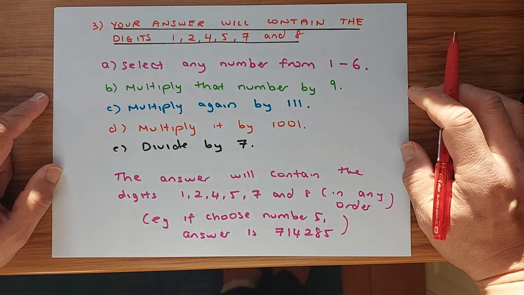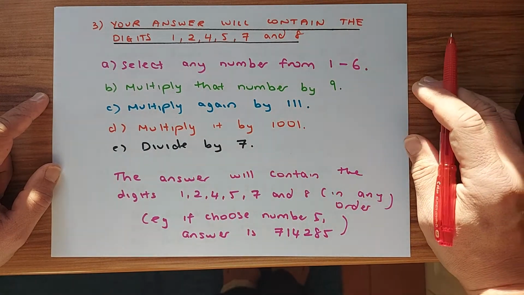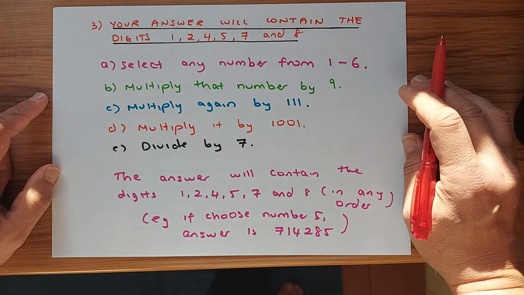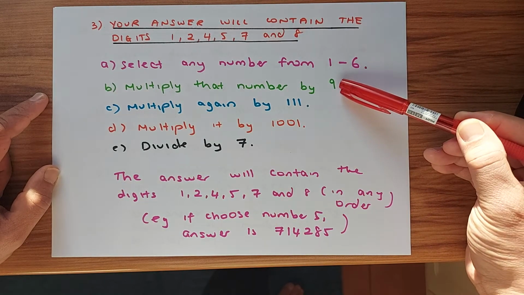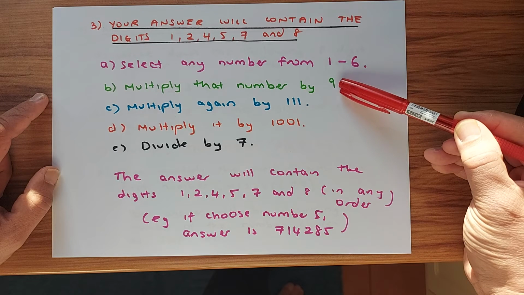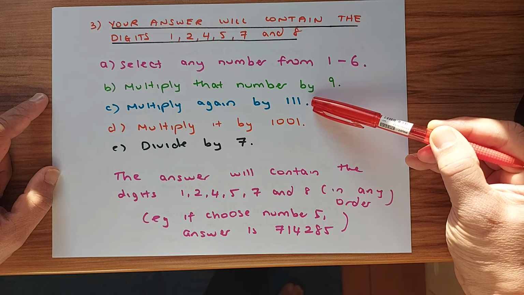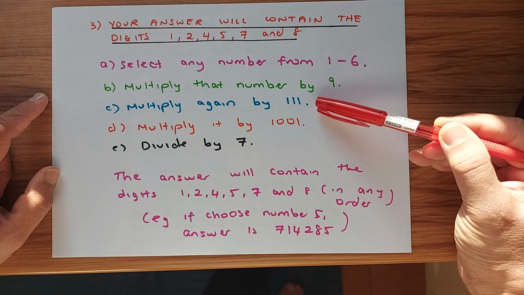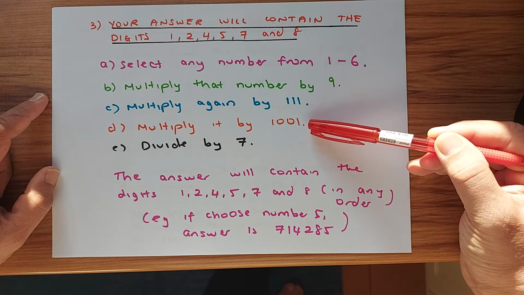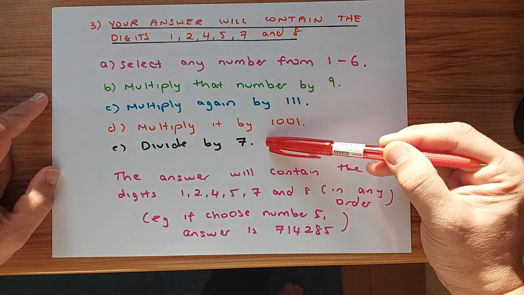Let's go. You are going to select any number from 1 to 6. It could be 1, 5, 6, 4, any number. Done it? Put it down on a piece of paper. Bring your calculator out. You're going to multiply that number by 9. Now, once you have done that, multiply the result by 111. Got it so far? Take your time. Once you got the result, you're going to multiply one more time by 1001. So far, so good? Great. And the last but not least, you're going to divide by 7.